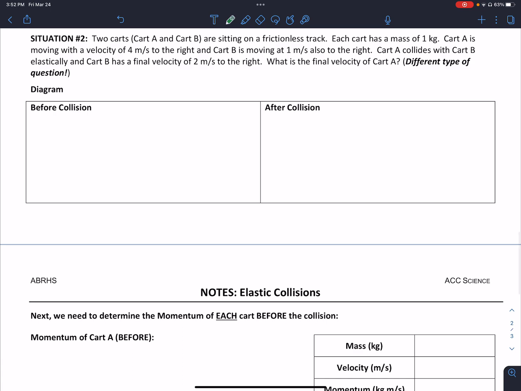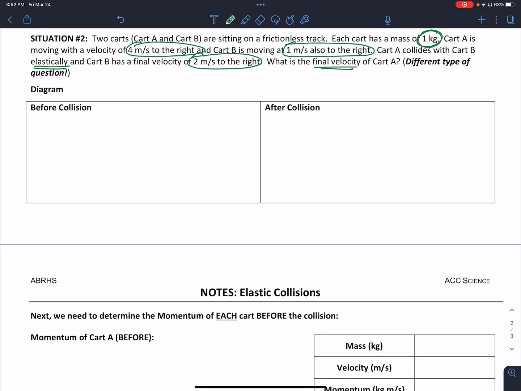In this situation, we still have our two carts. They're both on their frictionless track. They each have a mass of 1 kilogram. Cart A is moving with a velocity of 4 meters per second to the right, and cart B is moving at 1 meter per second, but also to the right. Cart A collides with cart B elastically, and cart B has a final velocity of 2 meters per second to the right. What is the final velocity of cart A?